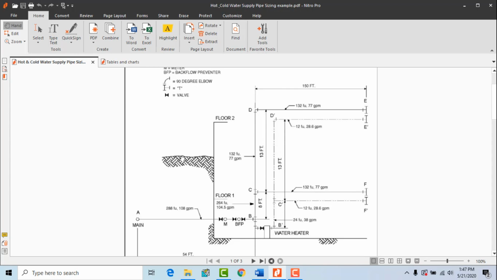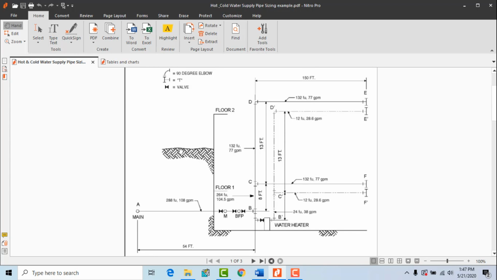Here you can see that I have a drawing for a 2-story factory building equipped with 2 toilet rooms. As you can see, first one toilet room and the second toilet room, and the highest fixture you can see from the street main is over here. This is 8 feet and this is 13 feet. So the total height from street main to the highest fixture is 21 feet. The highest fixture is located 21 feet above the street main.